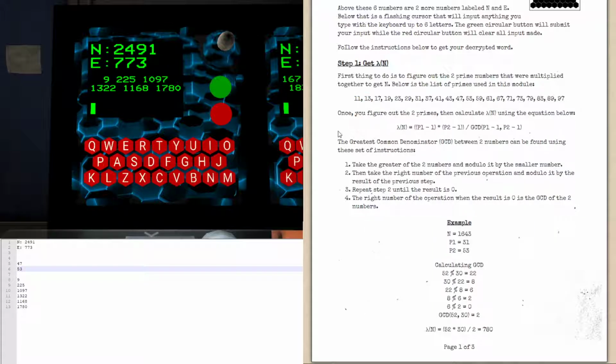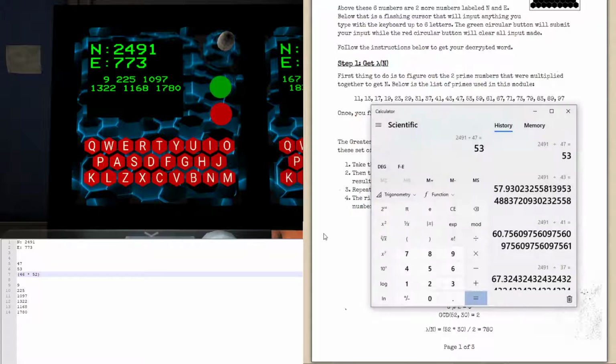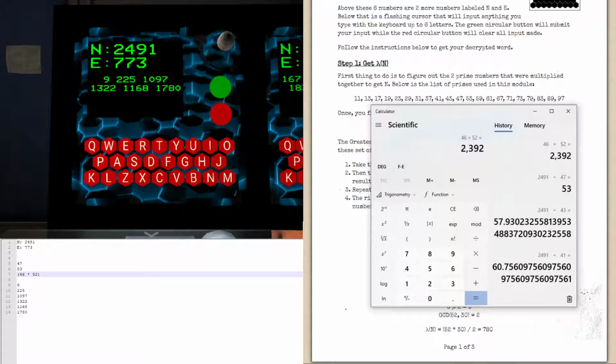Once we do that, we're going to use this equation down below, which is prime 1 minus 1, so 46, multiplied by prime 2 minus 1, so this would be 46 times 52, which is a pretty easy thing to do. So 46 times 52 gives us this number.